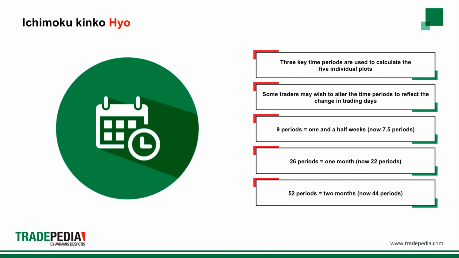Okay, so these are some of the settings that we can play around with, and it comes from the understanding that previously when this indicator was created, the default period was used to measure because there were 6 trading days instead of 5 today.